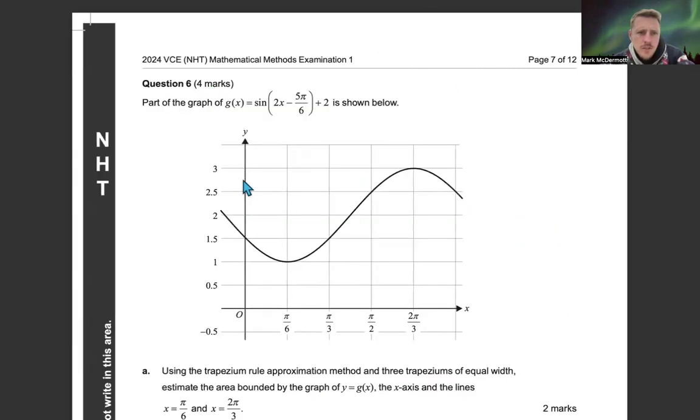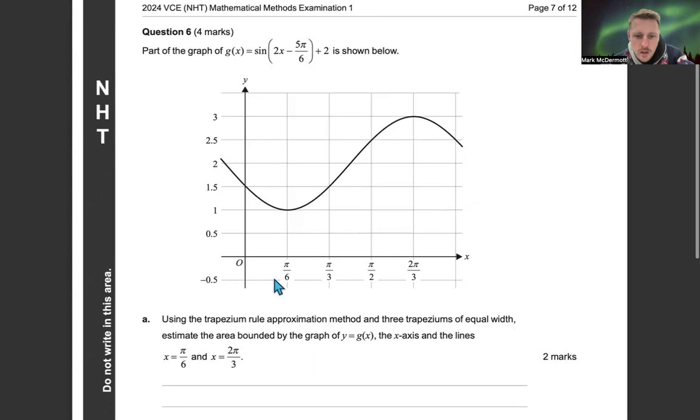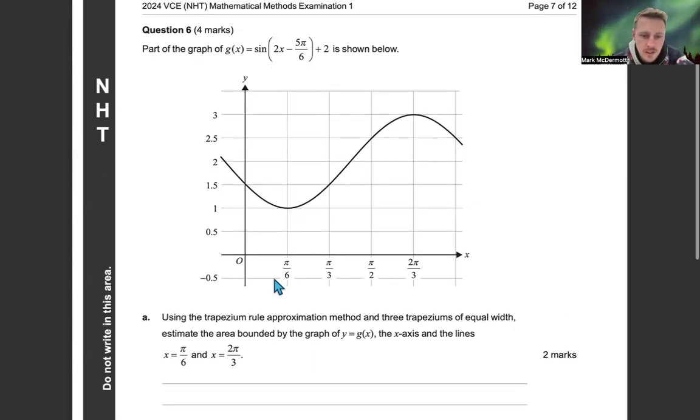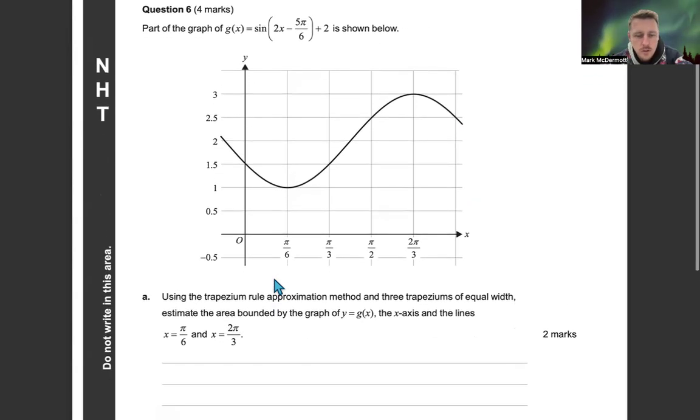All right, part of the graph of g of x equals sine(2x minus 5 pi on 6) plus 2 is shown below. Use the trapezium rule with three trapeziums of equal width. Estimate the area bounded by the graph of y equals g of x, the x-axis, and the lines x equals pi on 6 and x equals 2 pi on 3.